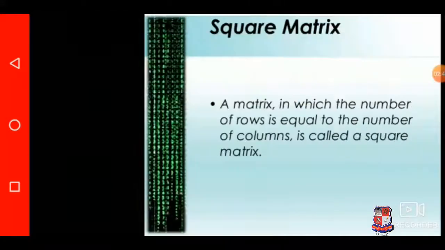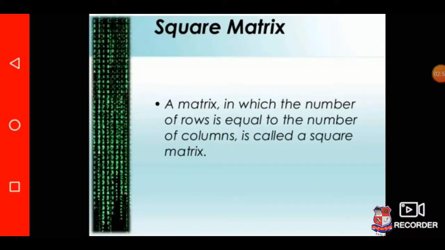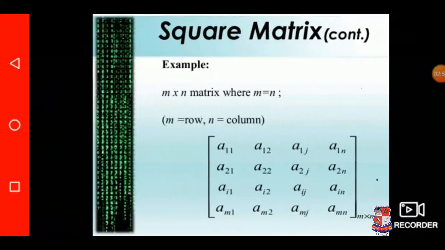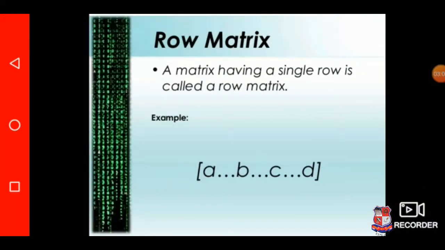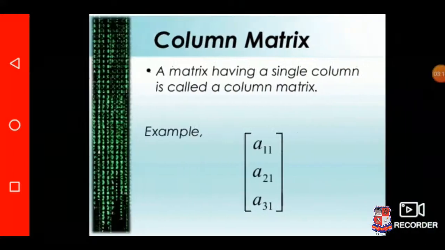Types of matrix. Square matrix: a matrix in which the number of rows is equal to the number of columns is called a square matrix. Here is the example where m is equal to n, m is equal to row, and n is equal to column. Row matrix: a matrix having a single row is called a row matrix. Here is a typical example. Column matrix: a matrix having a single column is called a column matrix. Here is the example.